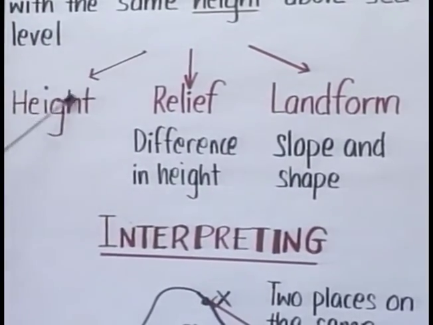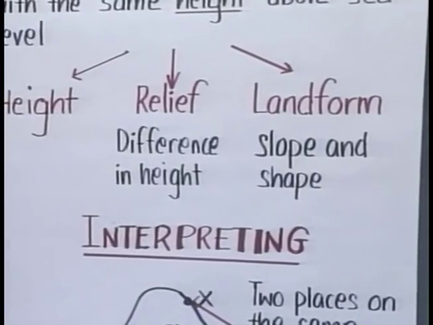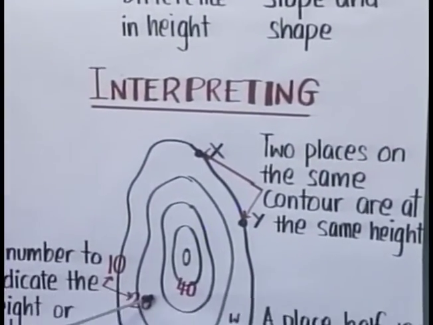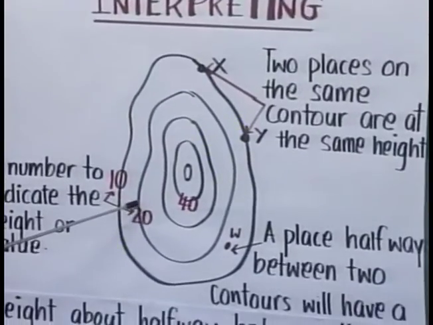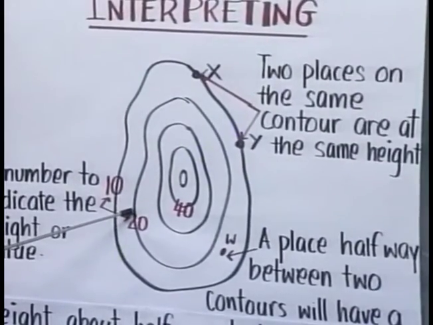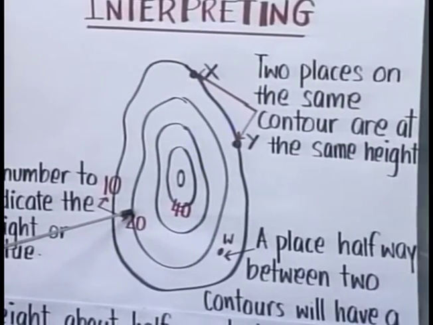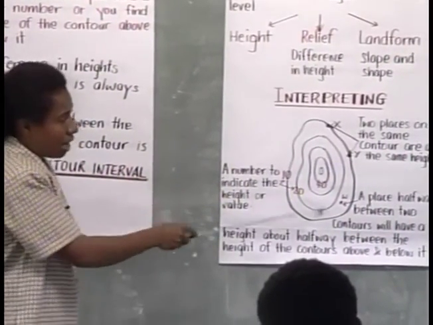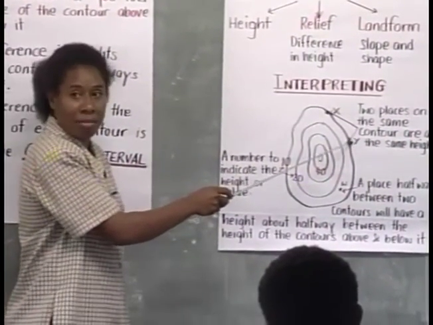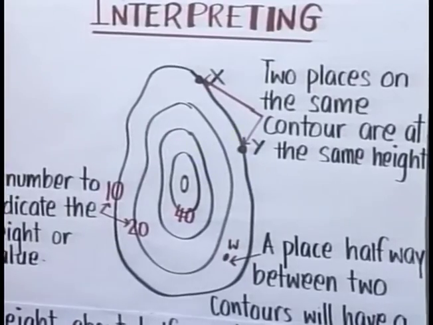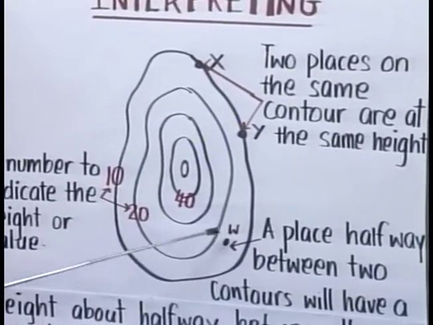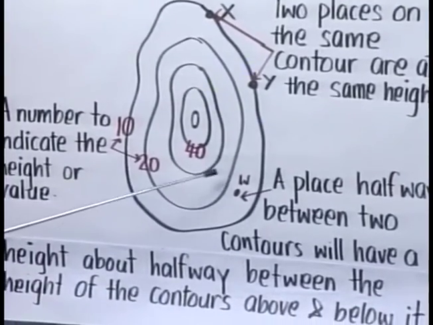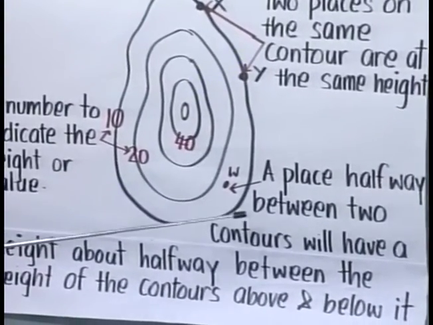Interpreting what we have looked at today, mainly on height, we find that any numbers that are shown on contour lines represent the value of that particular contour, which means the height above sea level of that area. Any places that are found on the same contour line are places with the same height above sea level. A place that is found between two contour lines will have a value between the contour line above it and below it.